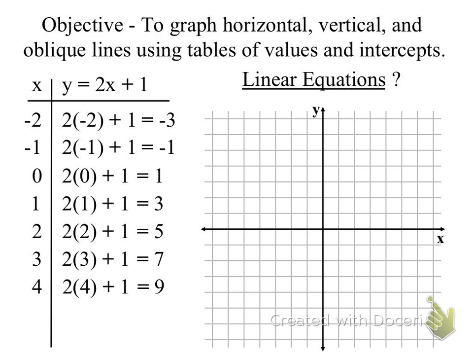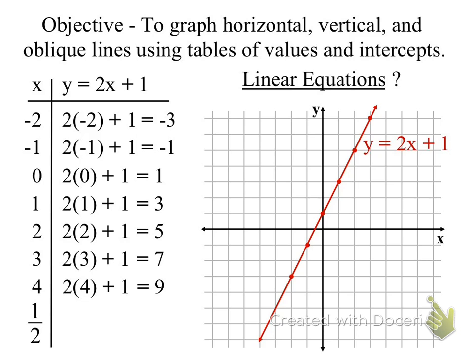So then I plot my points. Negative 2, negative 3. Negative 1, negative 1. 0, positive 1. 1, comma 3. 2, comma 5. 3, comma 7. 4, comma 9. Okay, questions there?